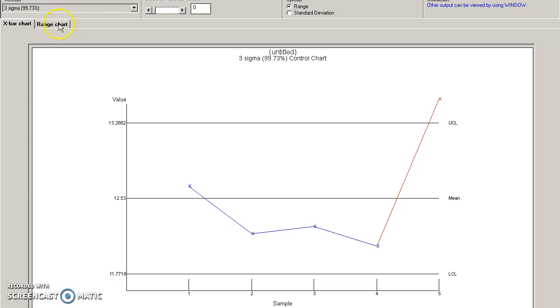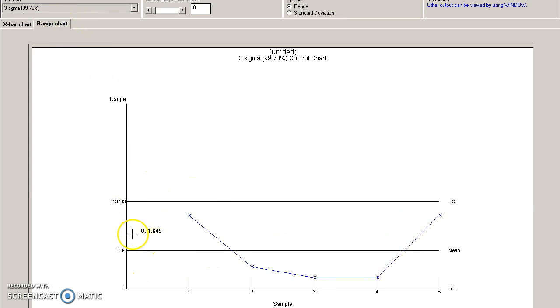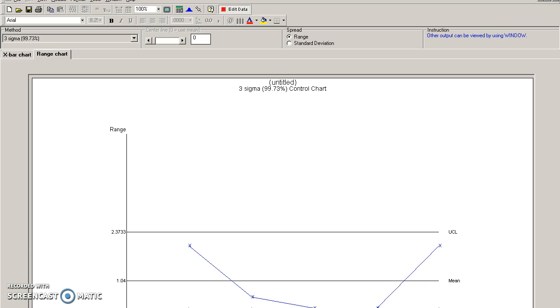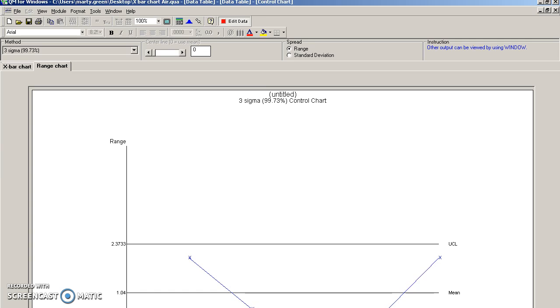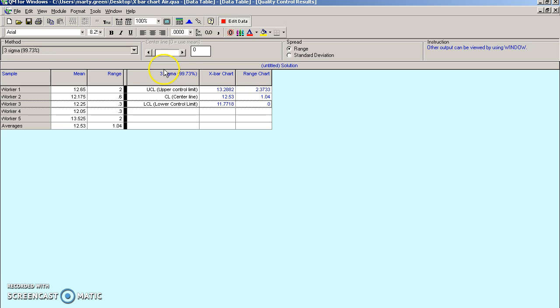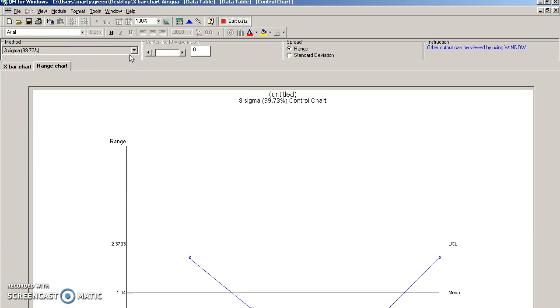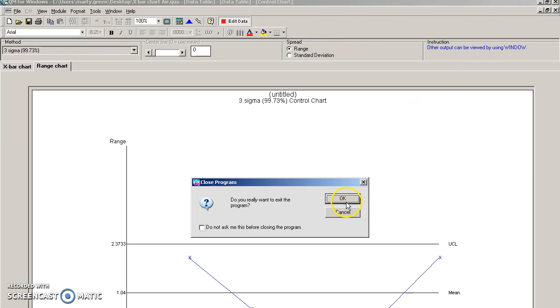We can also click on and get our range chart, and our range chart is right here. Again, our upper control limit, center line, and lower control limit. So we can run those real quick and easy, going back and forth, getting a sense of our data, whether it's from the results, and doing all our calculations here to our full control chart right there.